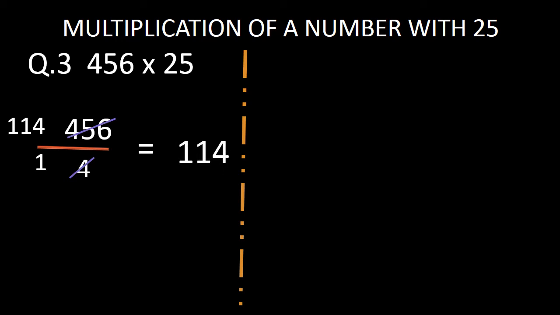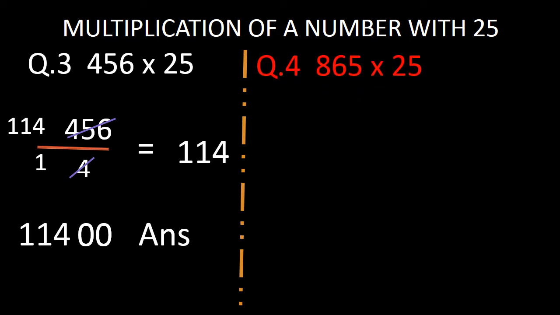Now according to rule number 2, what will we do? We will just put 2 zeros after the quotient. So our answer is 11,400. Now you look to question number 4. In question number 4, I have multiplied 865 with 25. But by the process of division, I have done this. You just divide 865 by 4.